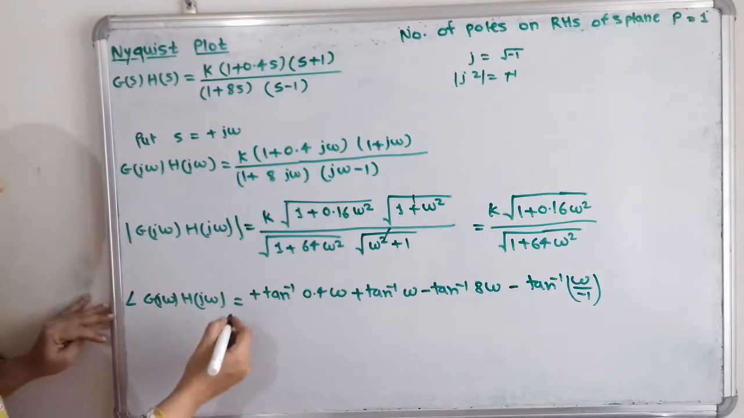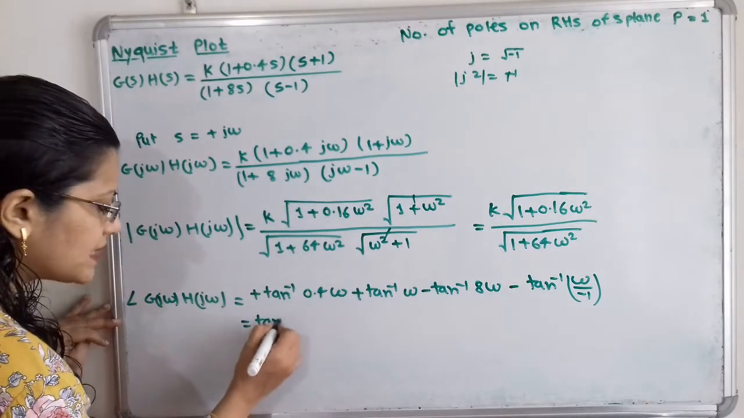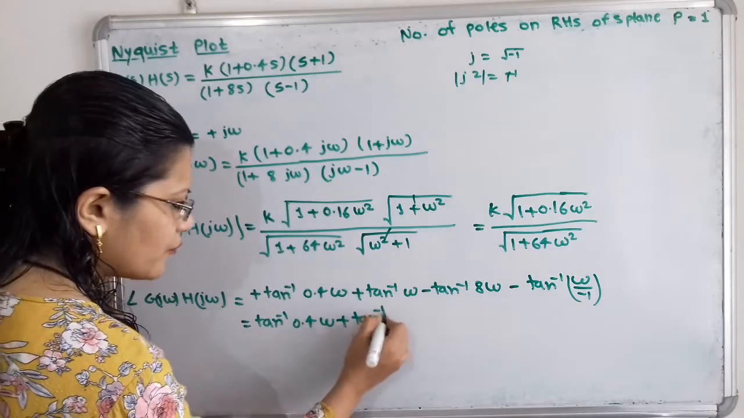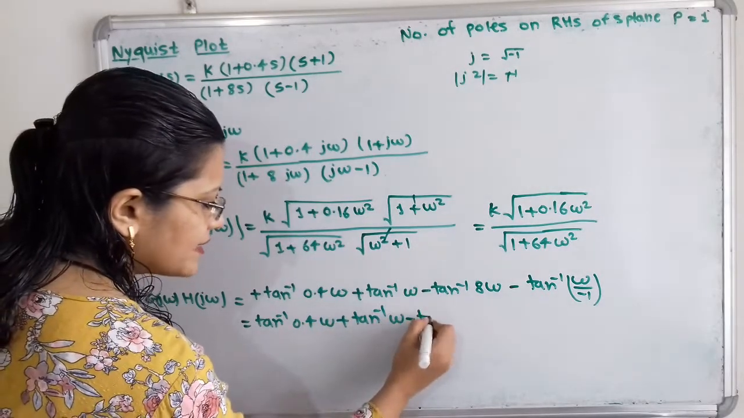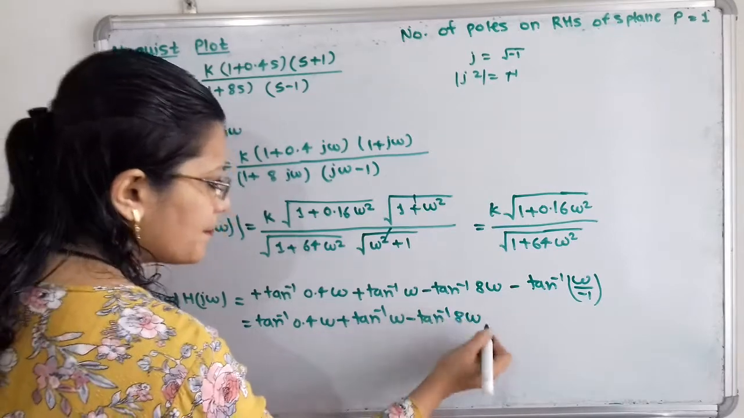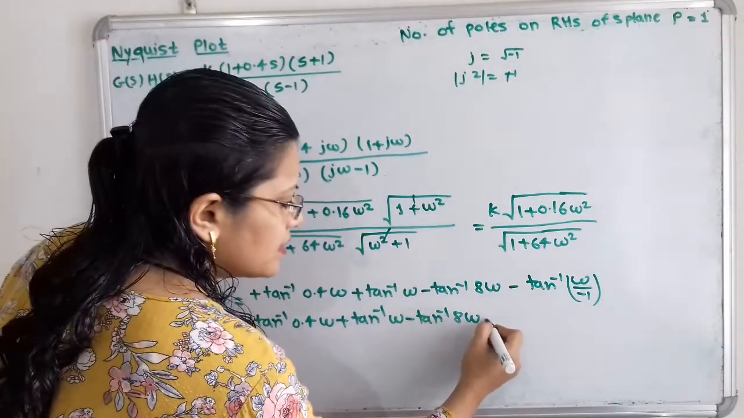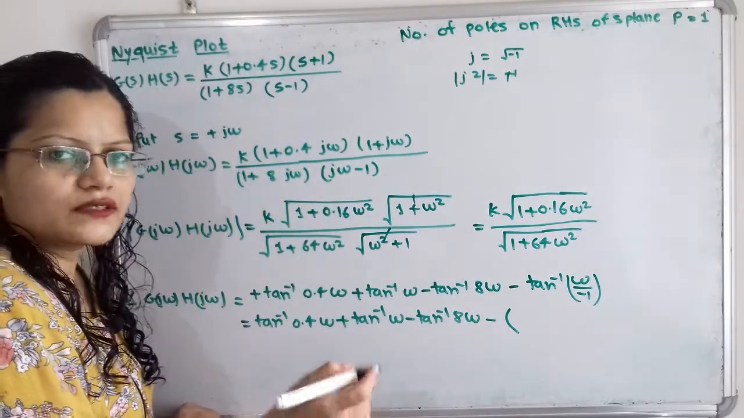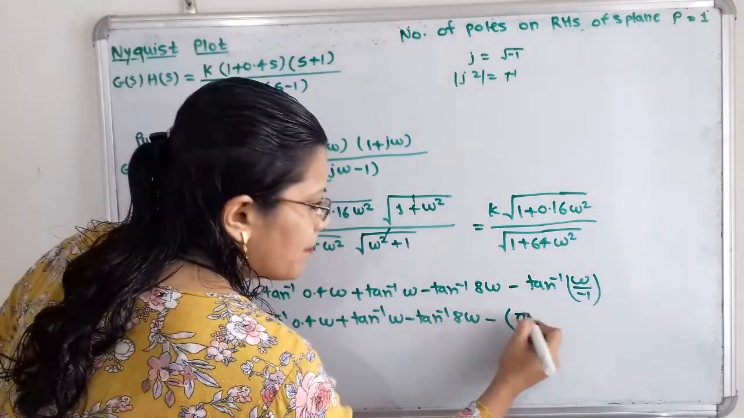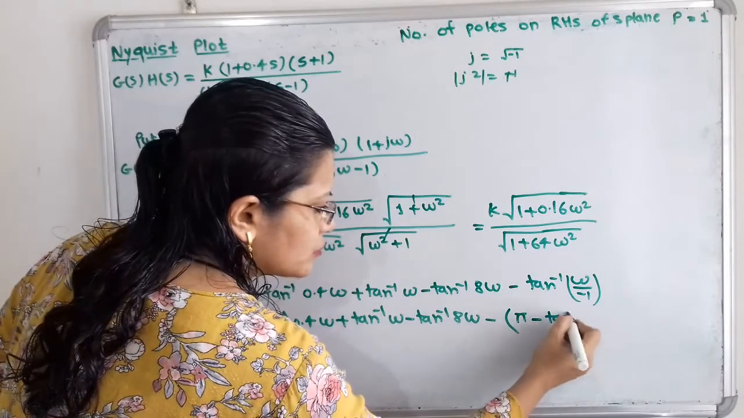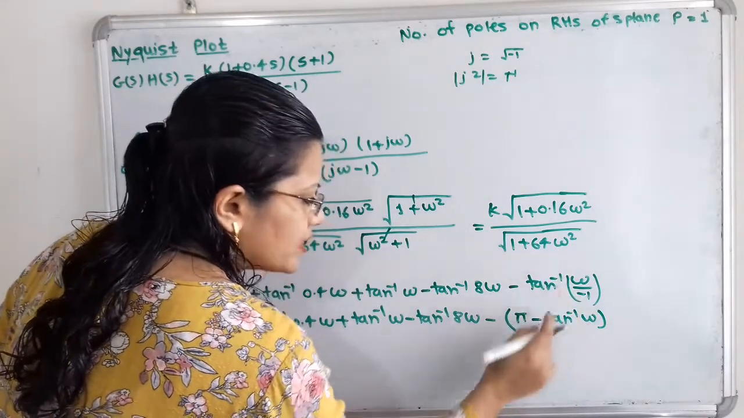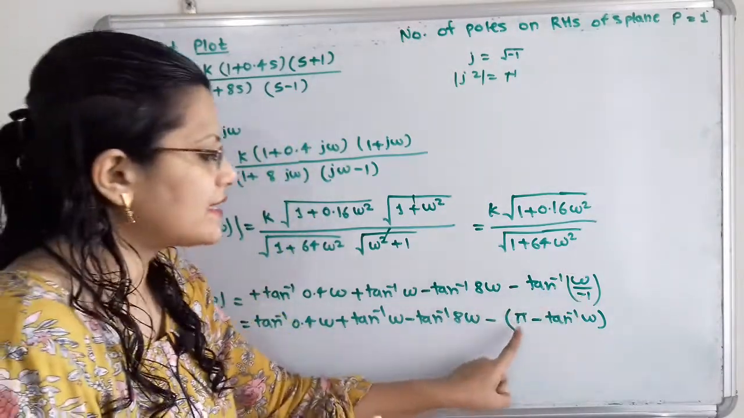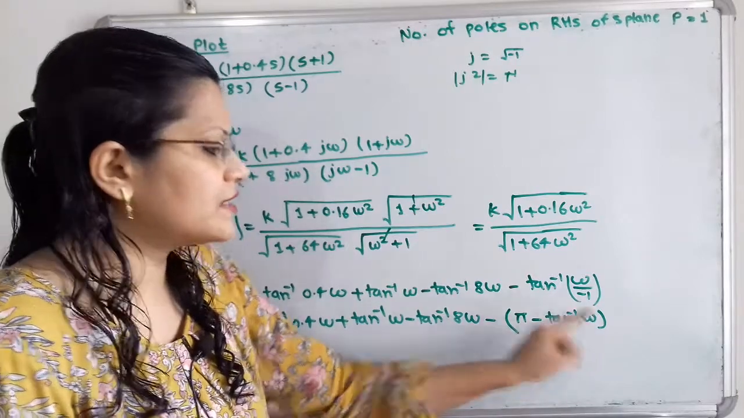So how to simplify? For that I will write here plus tan inverse of 0.4 omega plus tan inverse of omega minus tan inverse of 8 omega minus, now how can we simplify this? We have to remove this minus 1. So how to remove? I will write here pi minus tan inverse of omega. Both mean the same, that is tan inverse of omega by minus 1 is equal to pi minus tan inverse of omega.